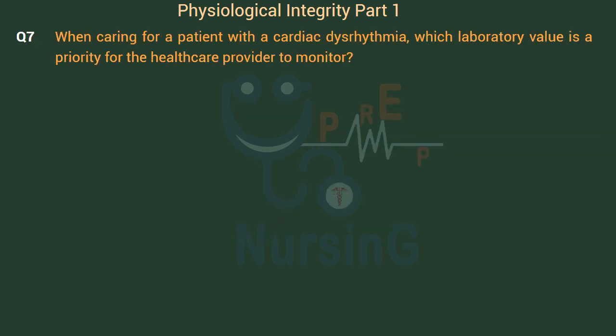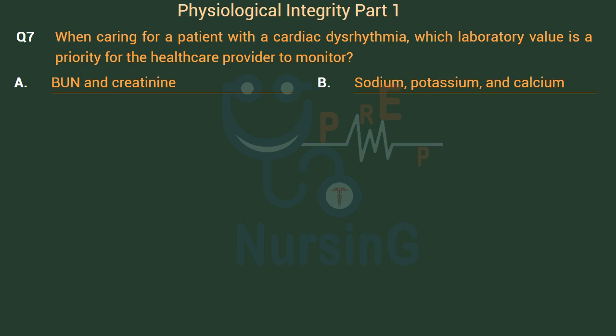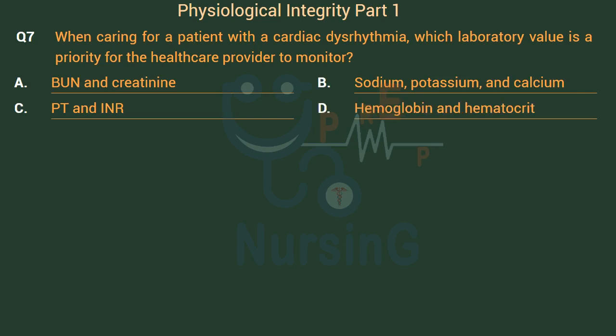When caring for a patient with a cardiac dysrhythmia, which laboratory value is a priority for the healthcare provider to monitor? Option A. BUN and creatinine. Option B. Sodium, potassium, and calcium. Option C. PT and INR. Option D. Hemoglobin and hematocrit. Right answer is Option B.